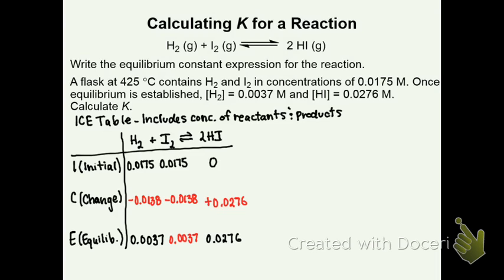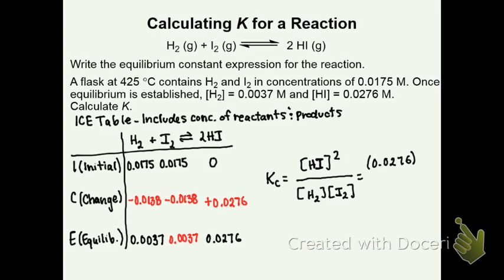So now we can use our equilibrium constant expression, concentration of HI squared, and we can input the values that we just determined or were given. And so if we multiply that out, we get a value of 56 for our equilibrium constant.